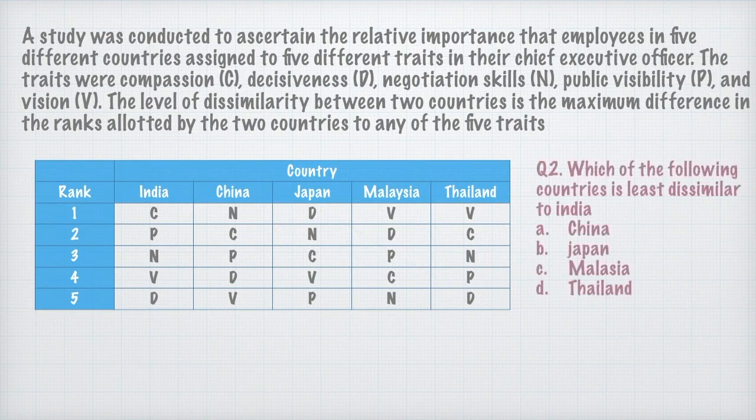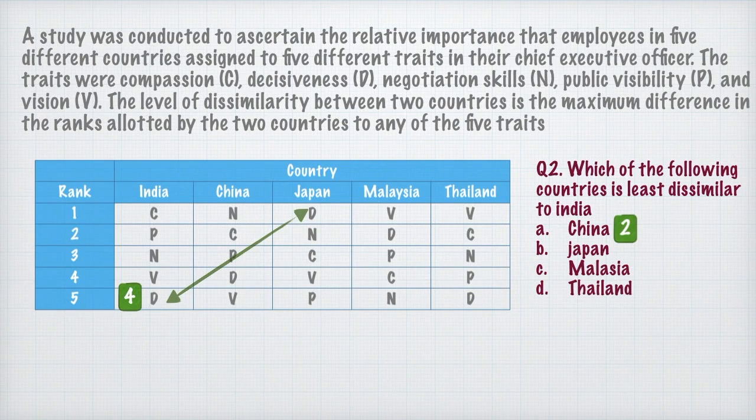Question number 2. Which of the following countries is least dissimilar to India? China, Japan, Malaysia, Thailand. So let me work out the values. Between India and China, the level of dissimilarity we already worked out is 2. All I had to do is compare India and China and find out which particular trait is the farthest apart, and that would be my level of dissimilarity. So the difference between N and N is 3 minus 1, and therefore 2. So the dissimilarity level of India and China is 2.